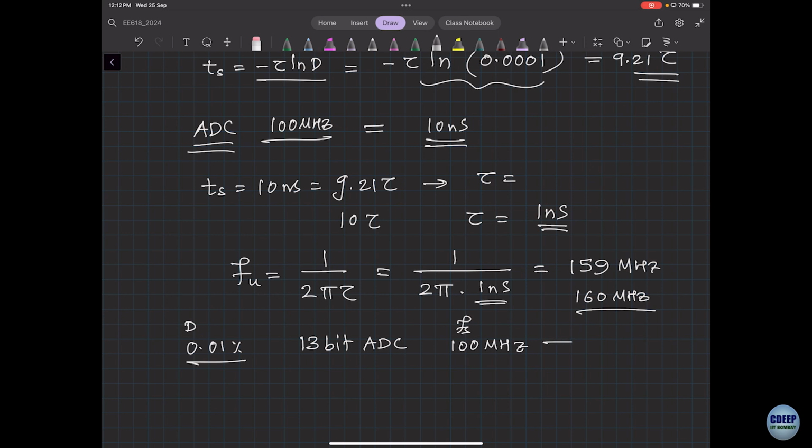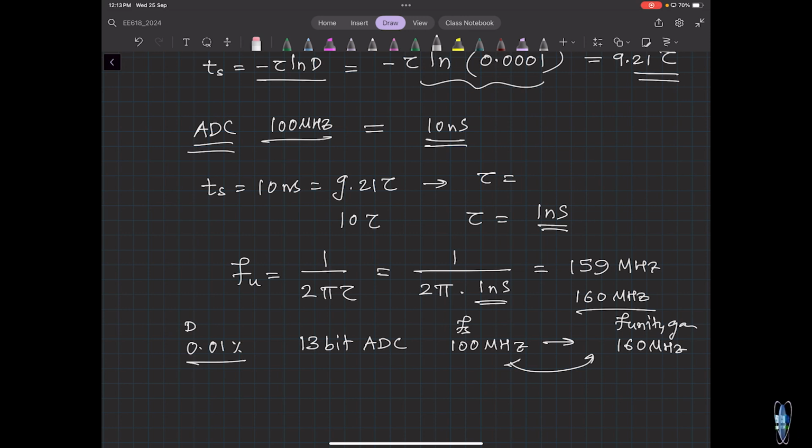Okay. And that gave me F unity gain, which was how much? 160 megahertz. Is that clear? I mean, they are not related directly, but they are related based on the calculations that we did. Okay. So our OTA needs to have that unity gain frequency when you design.